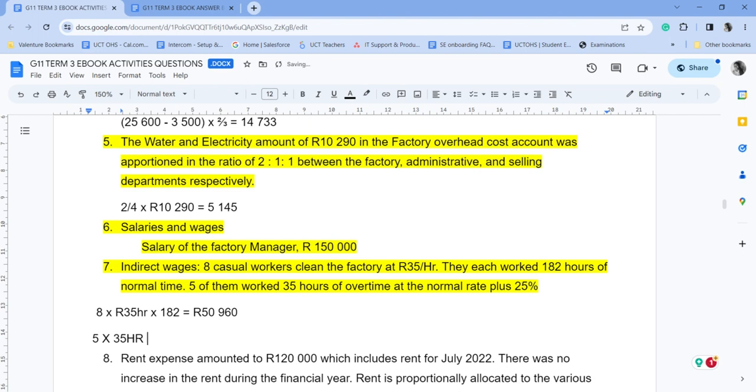But with the overtime, they are paid differently. How are they paid differently? They are paid normal rate. So the normal rate is how much? It's 35 rand per hour, right? 35 rand per hour times what? Times 1.25. Why am I saying 1.25? Is that they are getting paid an extra 25%.